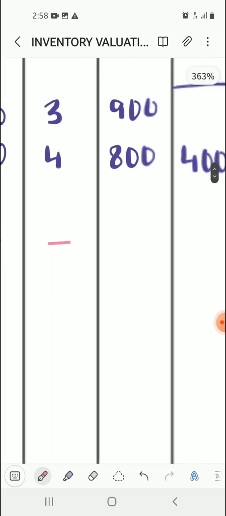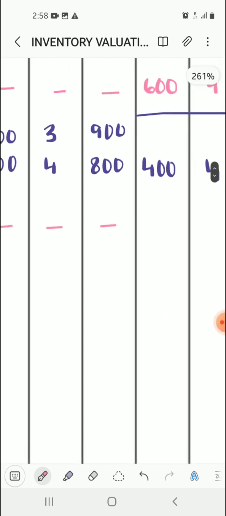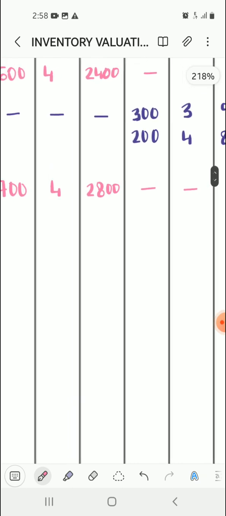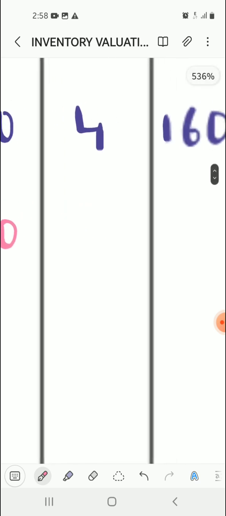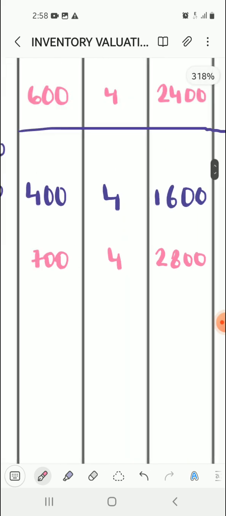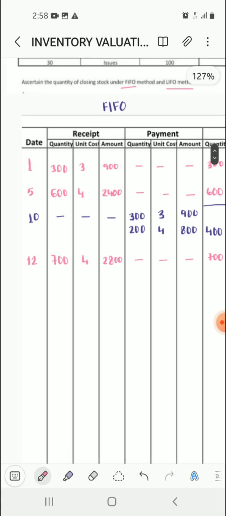Nothing is being issued, so this will be kept empty. Now previously we had 400 of the 4 rupees lot and now 700 of the 4 rupees lot is being added to the previous stock. So 700 of the 4 rupees lot. Multiplying, we find 2800. So this is how we have done it till the 12th.